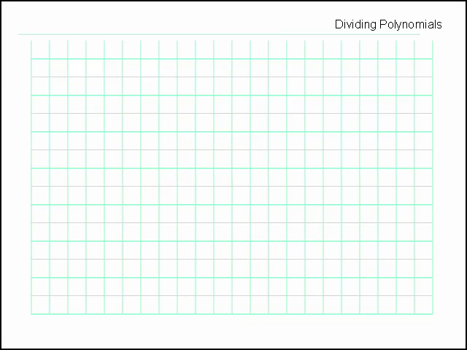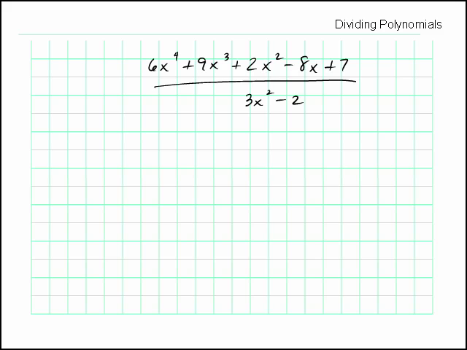Let's take 6x to the fourth plus 9x cubed plus 2x squared minus 8x plus 7, and we want to divide this by 3x squared minus 2. So I'm dividing by a binomial, but notice it's squared.